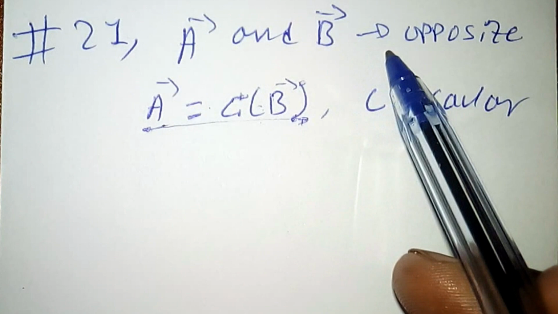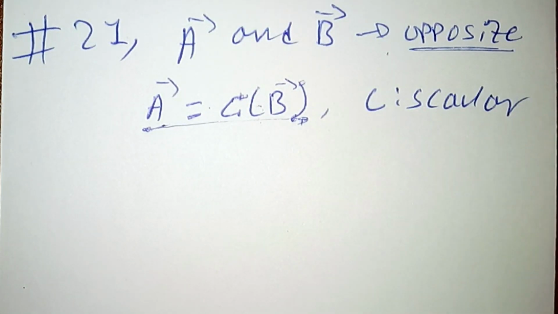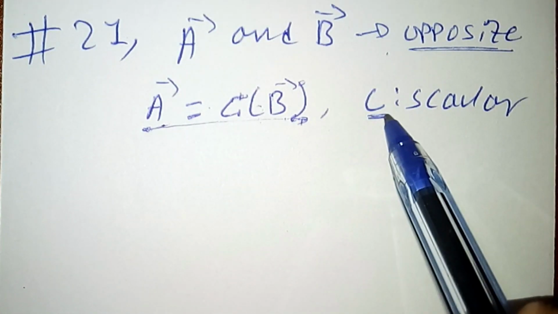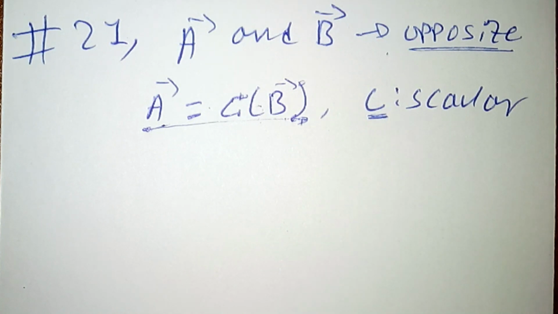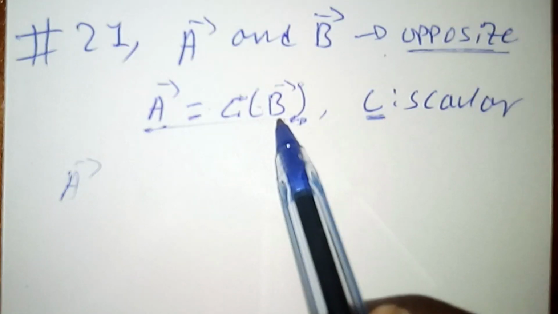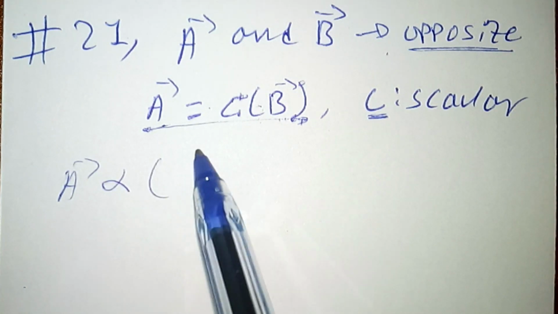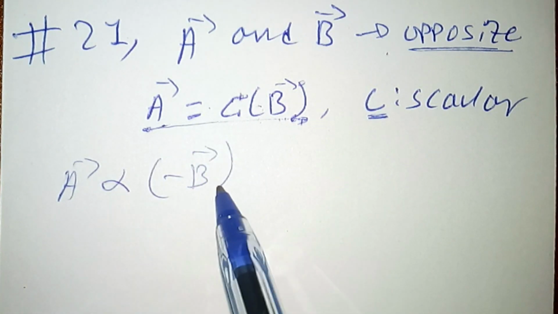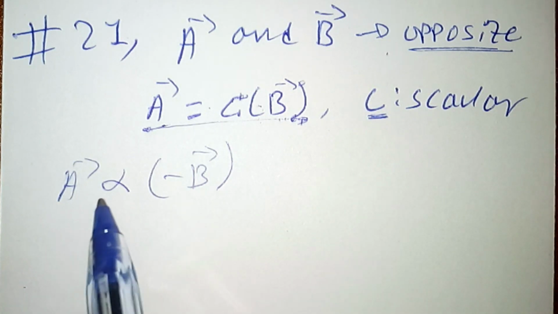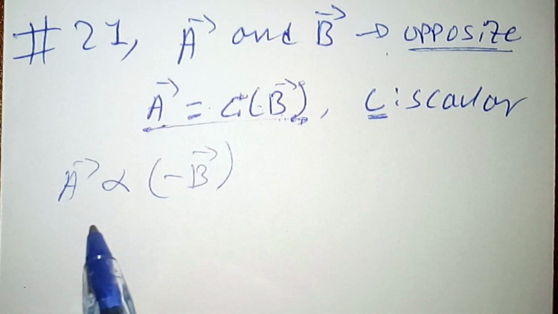Two vectors A and B have opposite directions, and they are related by A equals C times B, where C is any scalar. Then what can be concluded about C? We can see that vectors A and B have opposite directions, which means A is the negative of B, or A is proportional to the negative of B. Then if I add some constant to get this positive, this C must be negative.